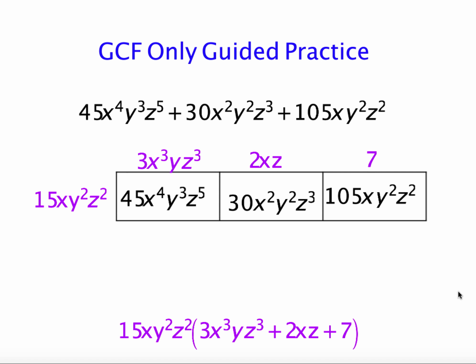Again, I'm hoping if you made a mistake, I can just go through this quickly so you can identify that mistake. I like this method because we've already checked our work. We know that 15x y squared z squared times 3x to the 3rd y z to the 3rd is 45x to the 4th y to the 3rd z to the 5th, for example.